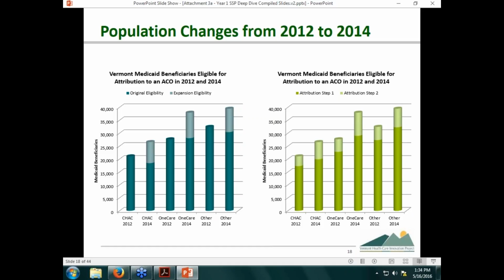On the figure on the right in the lighter green, we can see what happens when we look at the proportion of beneficiaries who are attributed through that first step, or based on claims experience, versus those who are attributed through that second step, which is their PCP of record. And so you can see, going from 2012 to 2014 in each of those groups, CHAC, OneCare, and other, the proportion of individuals who are attributed based on the PCP of record and not any actual utilization in the performance year increases.